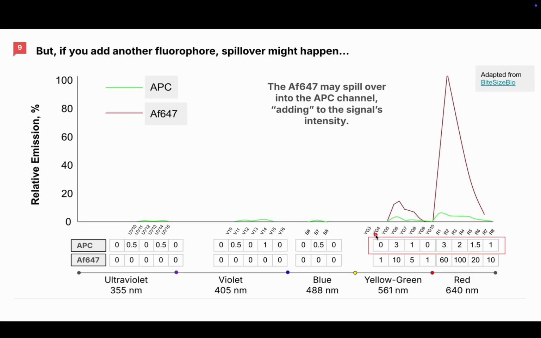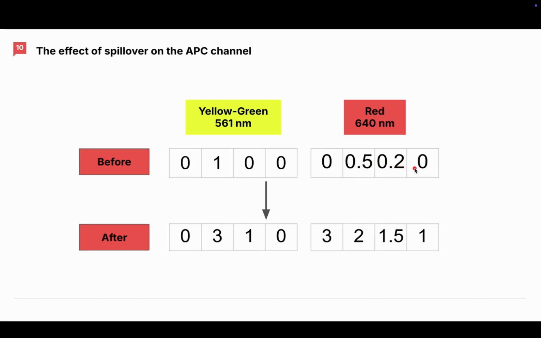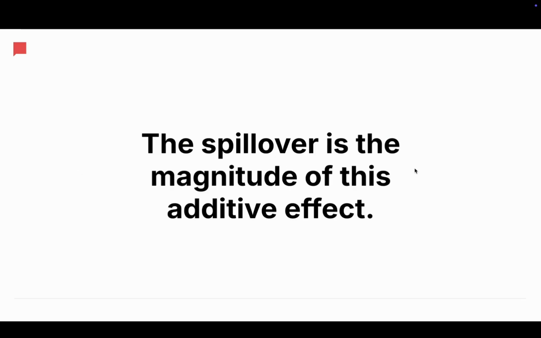We're going to zoom in on the yellow, green, and red parts of the spectrum, so that's a little bit more clear. Let's zoom in on that bottom right part of the spectrum. For example, the yellow, green, and red parts, before Alexa Fluor was added, it was in the 0, 1, 0, 0, 0, 0.5, 0.20, and then after, you can see a bump up in the signal intensities across these sets of detectors. So the spillover is the magnitude of this additive effect.